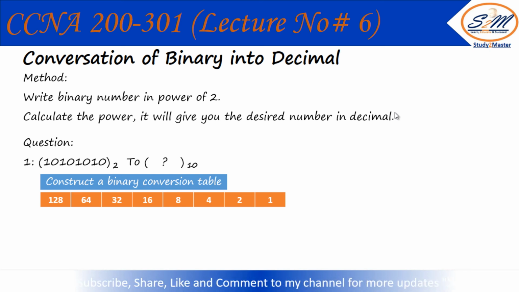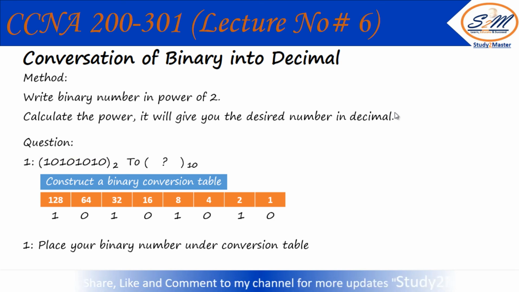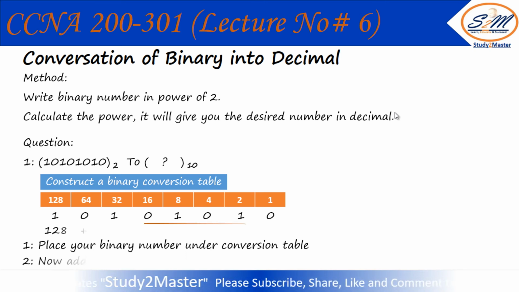Construct a binary conversion table: 1, 2, 4, 8, 16, 32, 64, 128. We just raise 2 to the power of 0, to the power of 1, to the power of 2, and so on, for a binary number. So place your binary number under the conversion table: 1, 0, 1, 0, 1, 0, 1, 0.